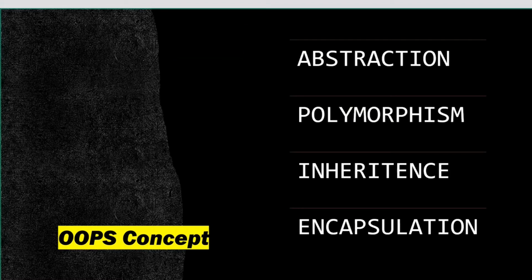How can we achieve the concept of polymorphism in Java? Method overloading and method overriding. Yes, method overloading and method overriding are the ways to achieve the concept of polymorphism in Java. Okay, so what is method overloading?